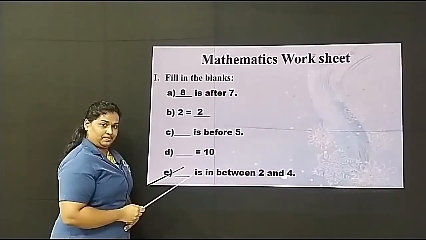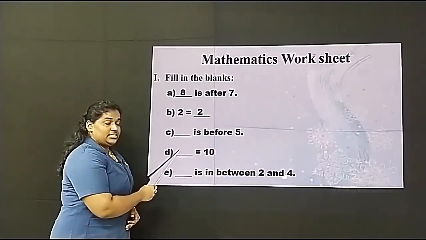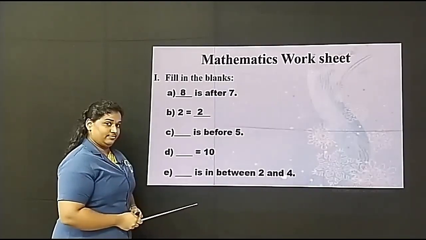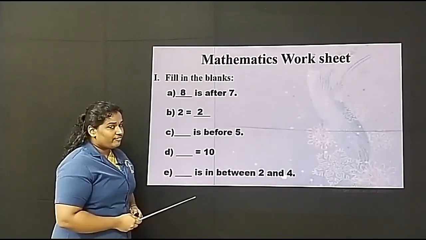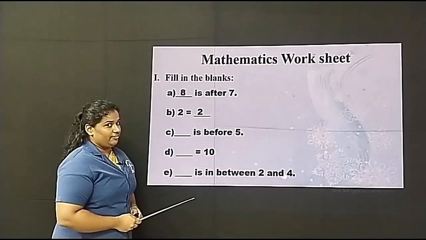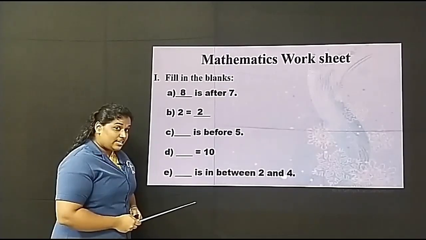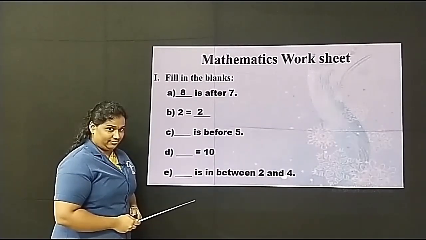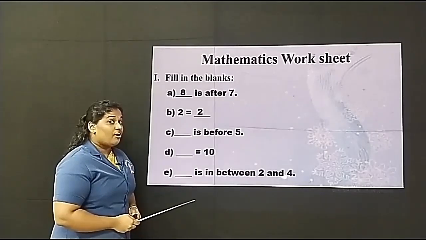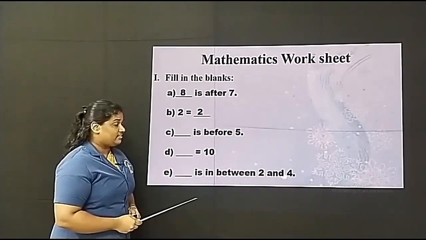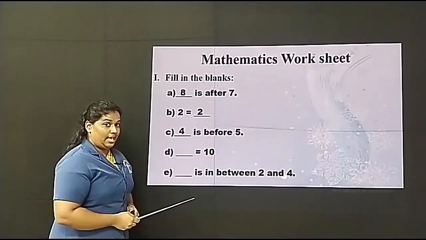Question C. Dash is before 5. What is before 5? Very good. 4 is before 5. So, the answer is 4. So, let's write the answer 4 in the blank place.